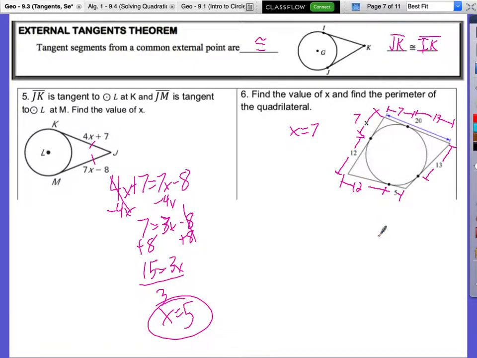Could we figure out what this little sliver is? That's the only sliver we don't know yet. It's 5, same as this little sliver. Common external points to tangents. So we use this theorem 4 different times here. And now, how would we find the perimeter? Add them all together, right? Out of all the total side lengths, we should get 74.